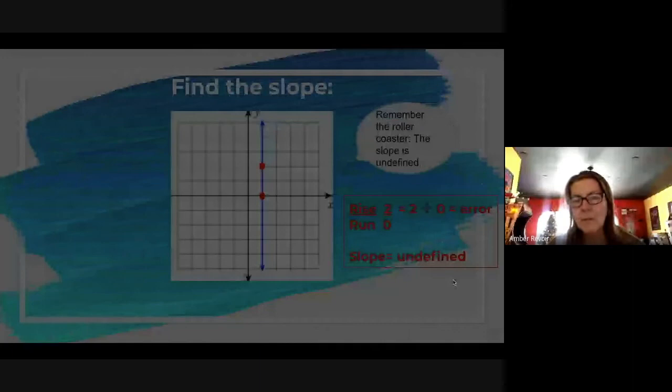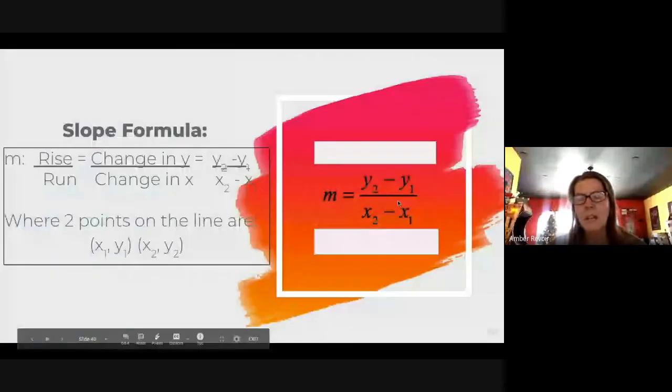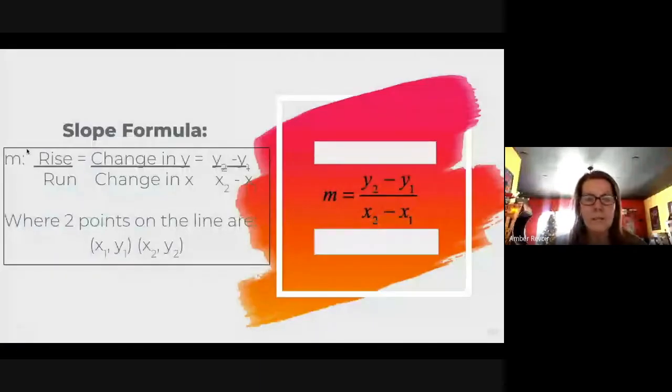So finding the slope using points. Here we're looking at the slope formula. Our slope m is rise over run, which equals our change in y over our change in x. So y2 minus y1 over x2 minus x1, where 2 points on the line are (x1, y1) and (x2, y2). So these are 2 ordered pairs. And we take our y from the second ordered pair and we subtract the y from the first ordered pair.